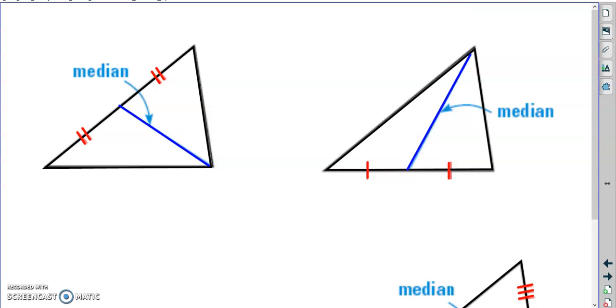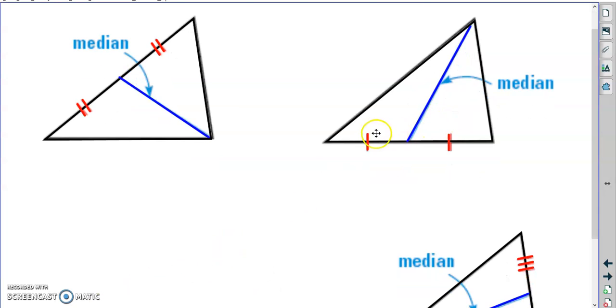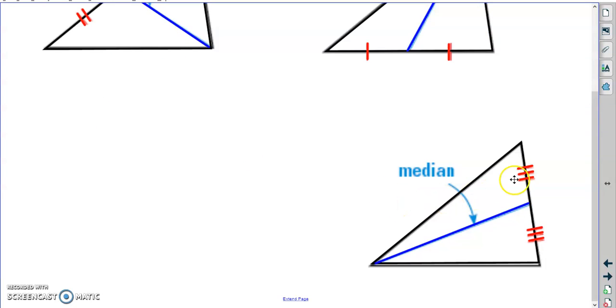This is just showing you that there are 3 medians of a triangle. These 2 congruent segments don't have to be the same length as these 2 congruent segments or these 2 congruent segments. They can all be different lengths. They could be the same if it was an equilateral triangle, but if it's scaling, they're all going to be different.